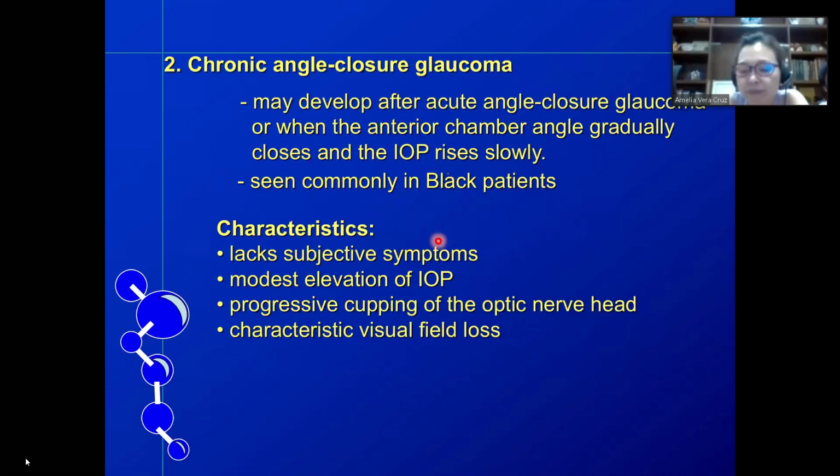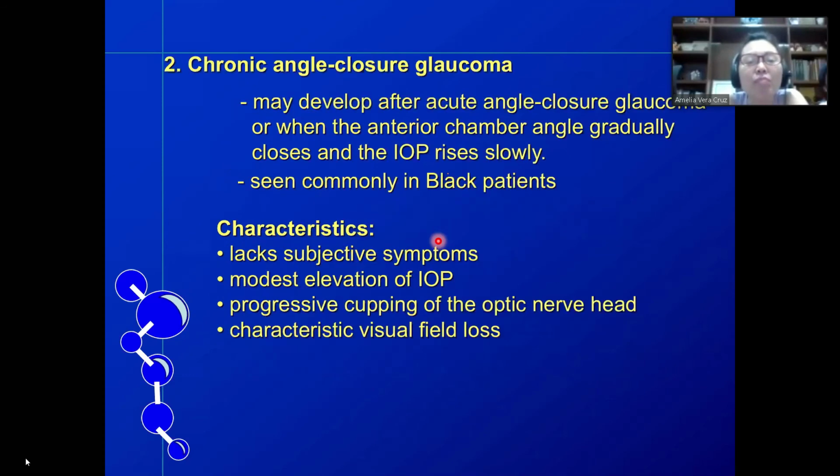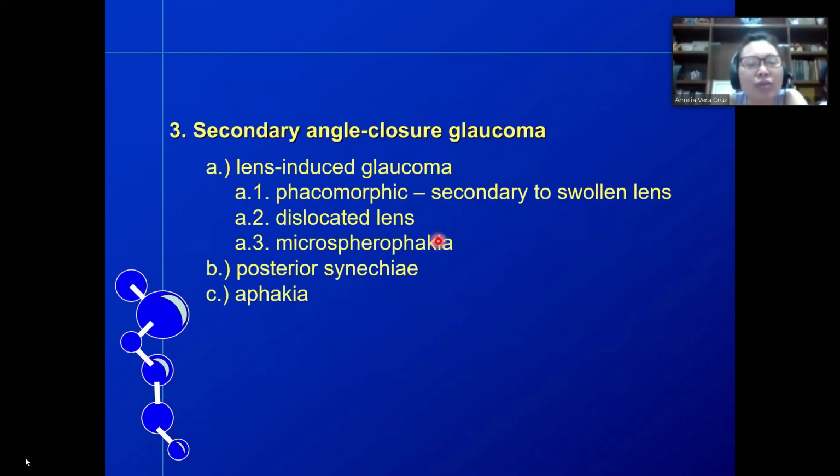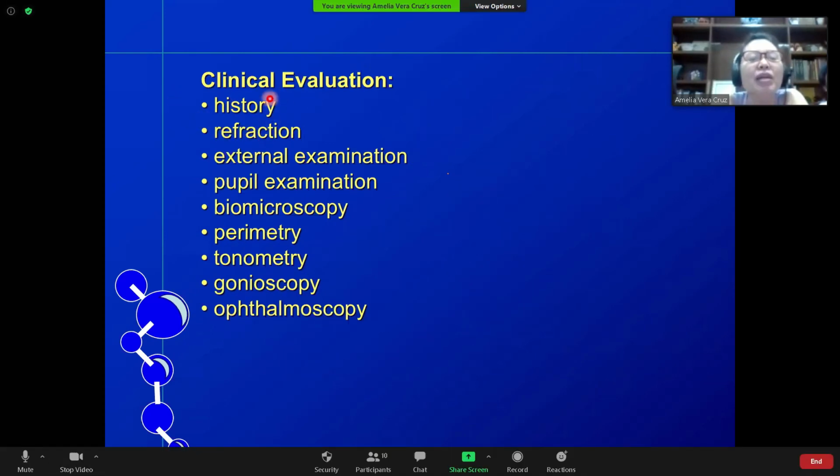Okay na yan. Mga chronic angle closure. Dito na tayo. Of course, clinical evaluation, history. Family history of glaucoma, importante. Ha? History, medical history niya, kung may hypertension, diabetes. Okay?